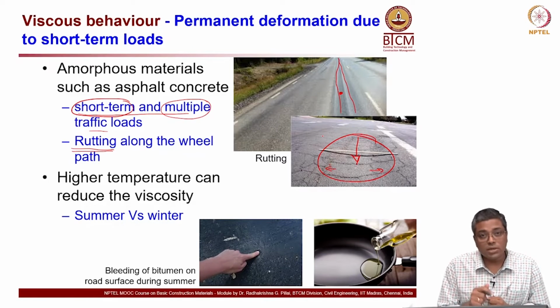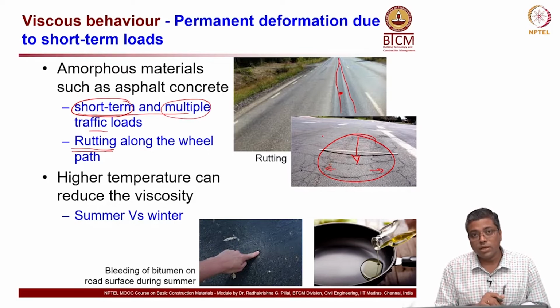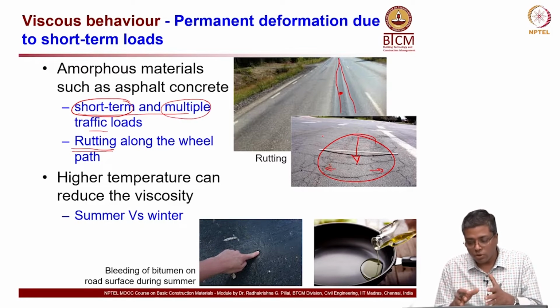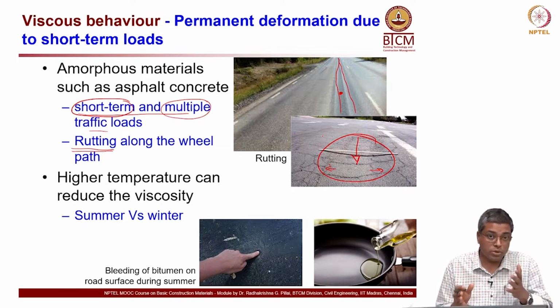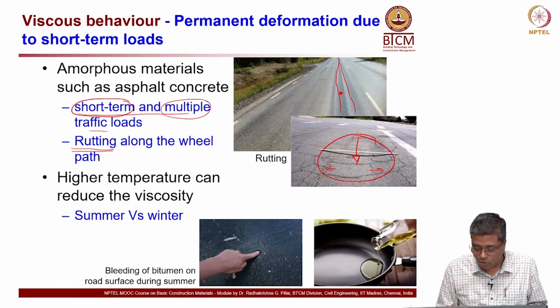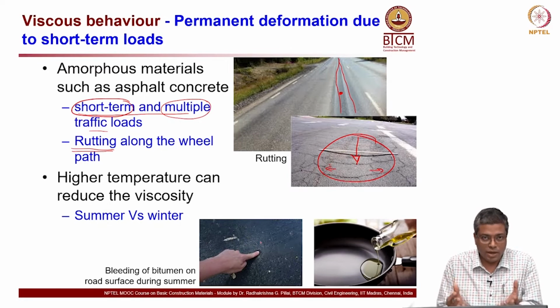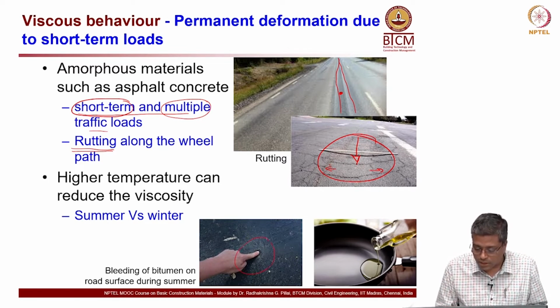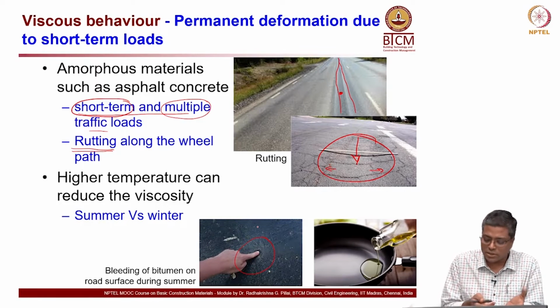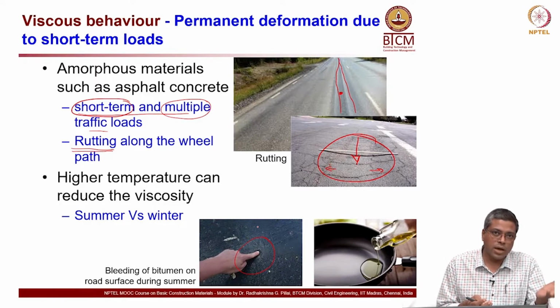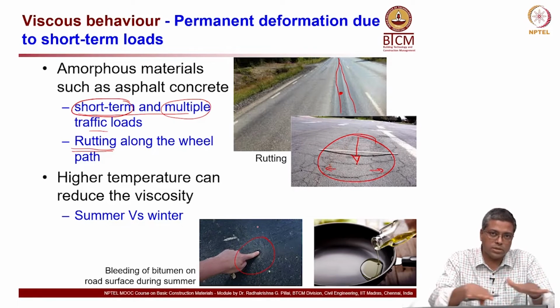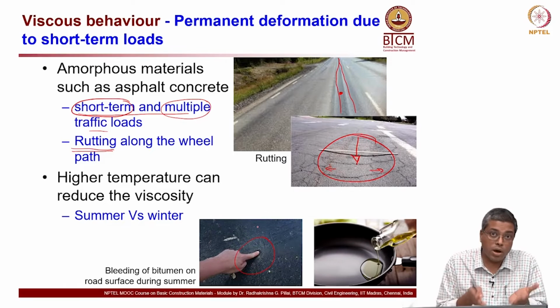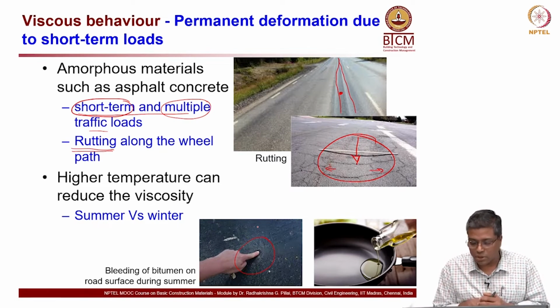Now, higher temperature can reduce the viscosity. That means during summer, the flow rate, or the speed of the flow, will increase as compared to winter. And because this flow is easier, or the material becomes less viscous, it might even bleed and flow upward on the road surface. So, this is an example where a person is pushing his finger through. You might have seen in some places during summer, the asphalt or the bitumen starts flowing upward, and then it gets all above the aggregates on the road surface. So, that is the example here.